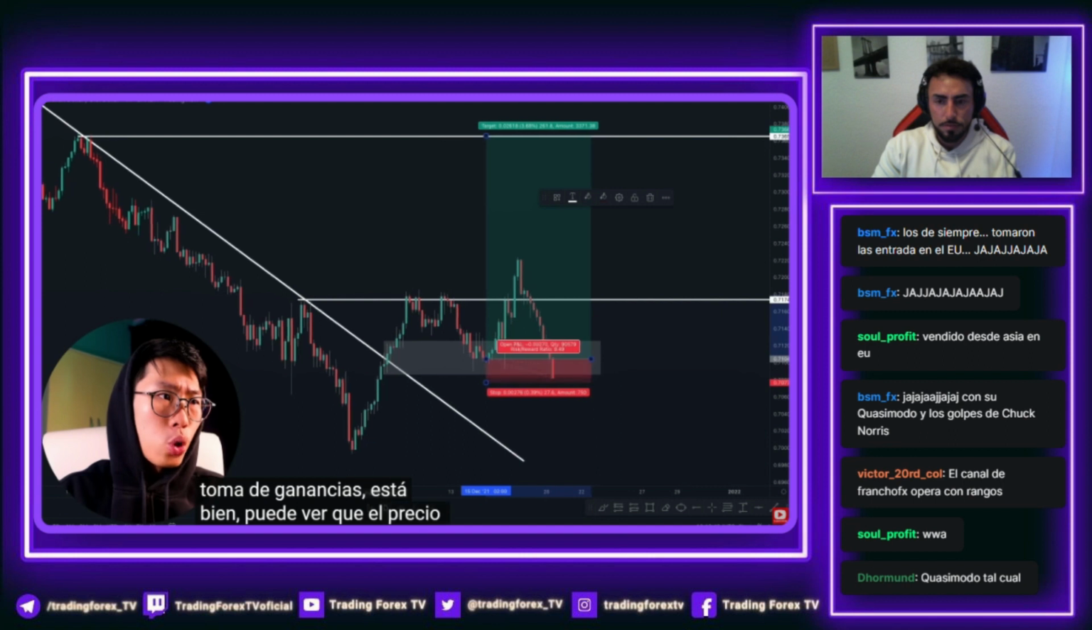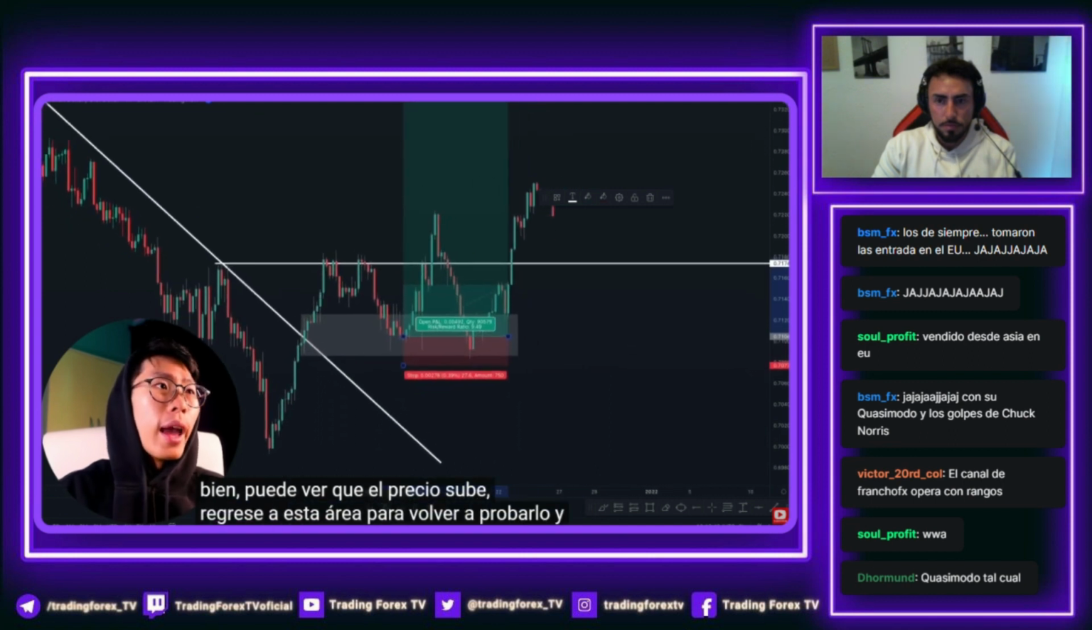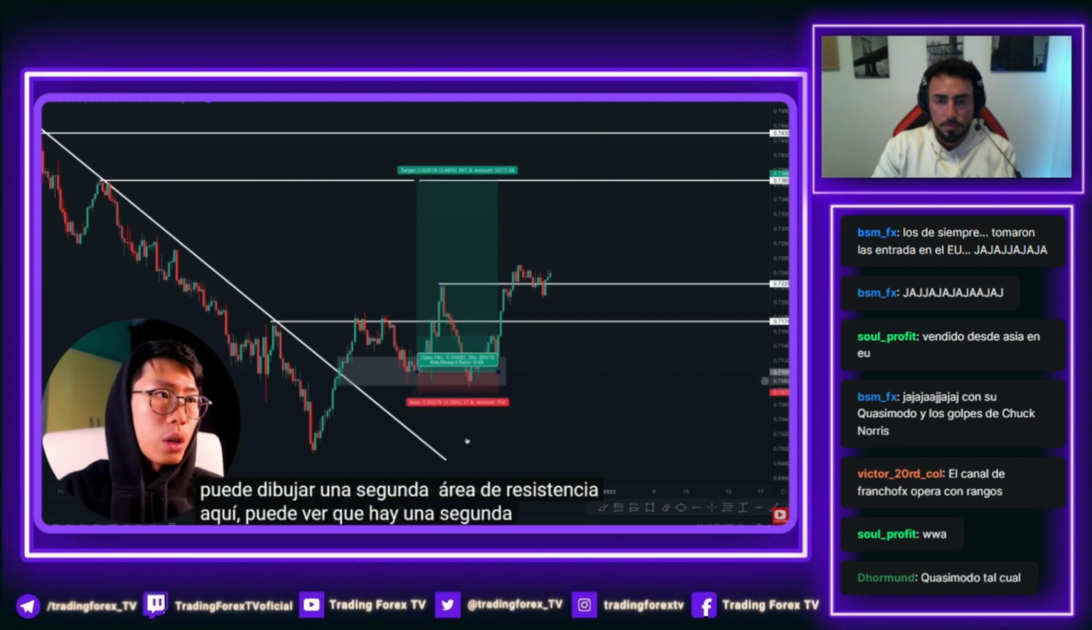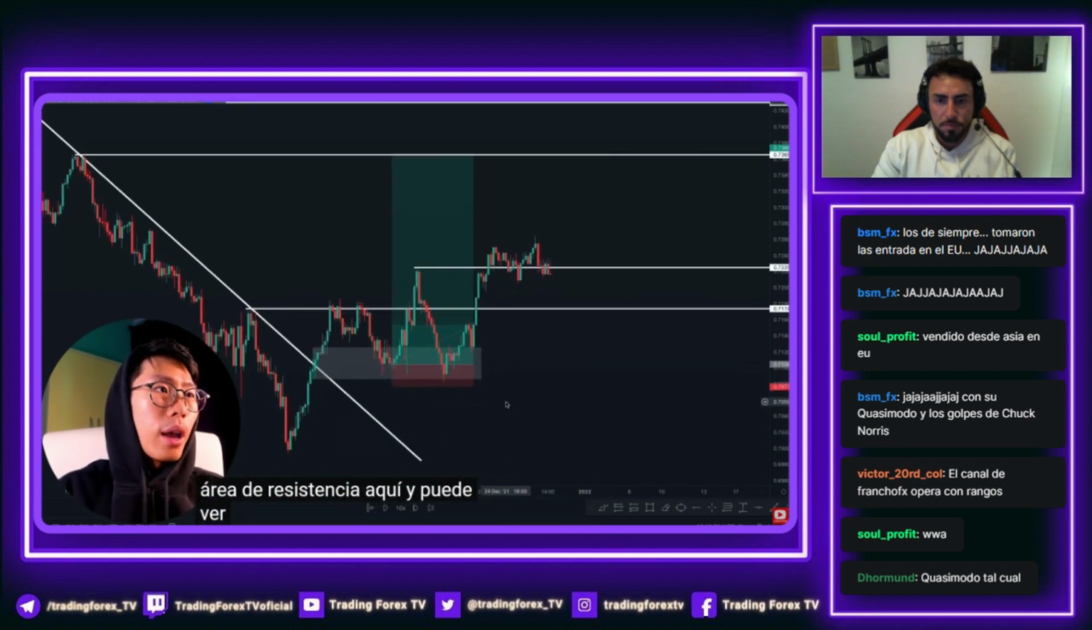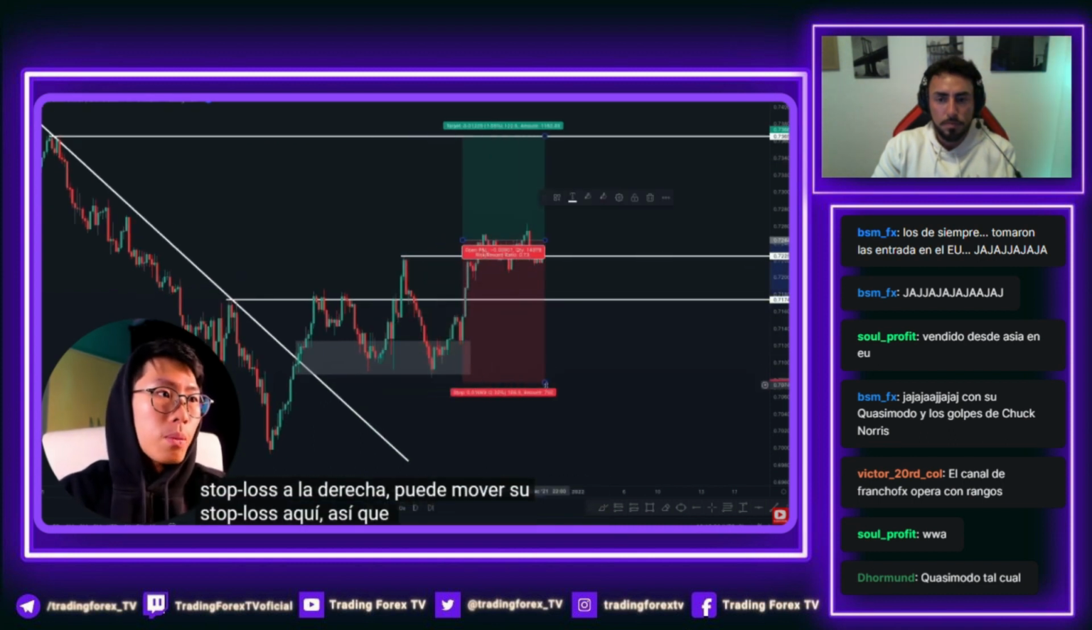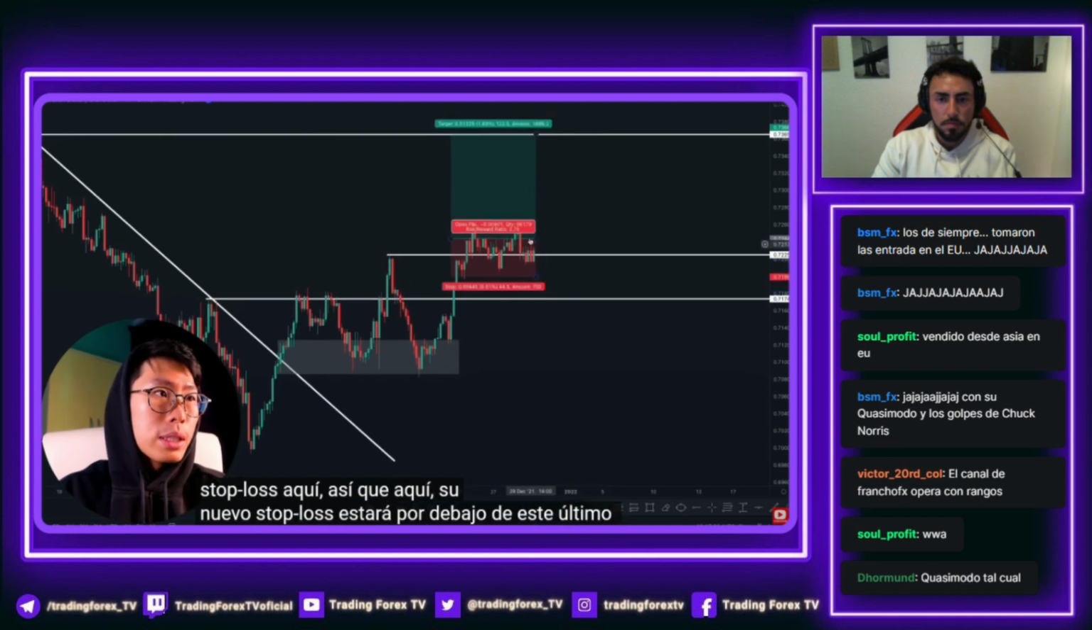Okay, you can see price go up, come back down to this area to retest it, and then go up. So at this point of time, you can draw a second resistance area right here. You can see price just consolidating at this area here. At this point of time, what you can do is move your stop loss, right? So right here, your new stop loss will be below this last higher low.